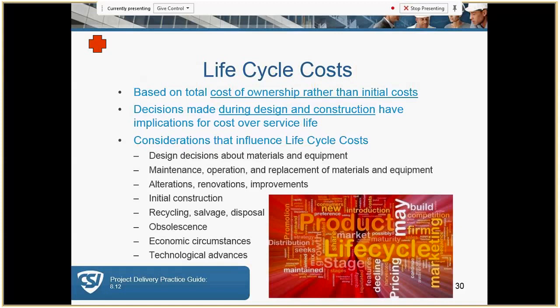Considerations that influence life cycle costs are things such as design decisions about materials, maintenance, operation, replacement, future alterations, additions, construction, recycling, salvage, disposal, and obsolescence. Will this product still be available? Also the economic circumstances and the current technology that we have.